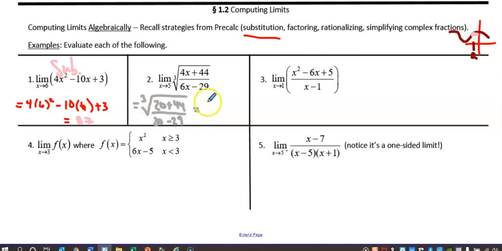This is one of those problems where this is actually pretty easy to do without a calculator, in your head, because obviously 20 plus 44 is 64. 30 minus 29 is 1. And so the cube root of 64 is going to be equal to 4. So this limit right here is 4.